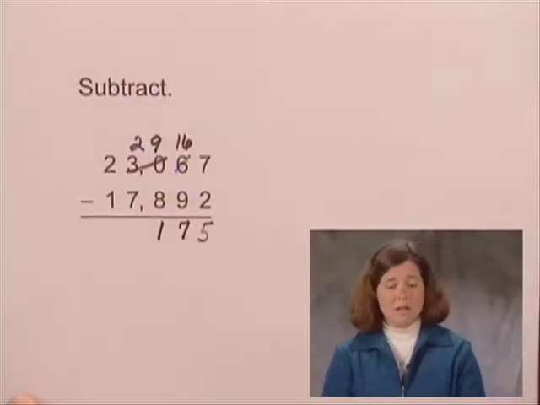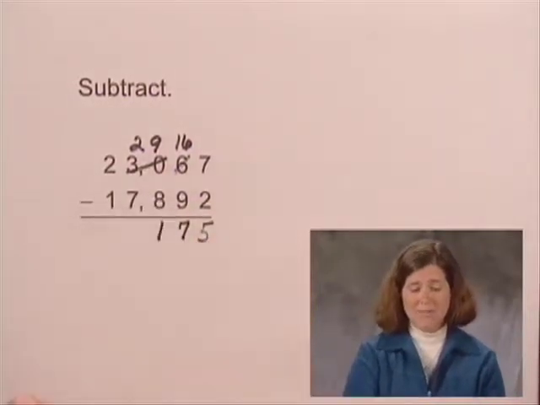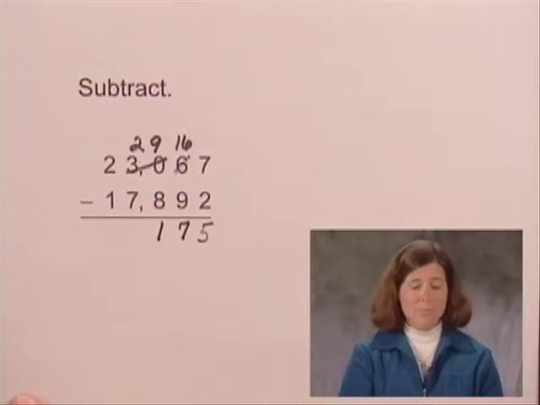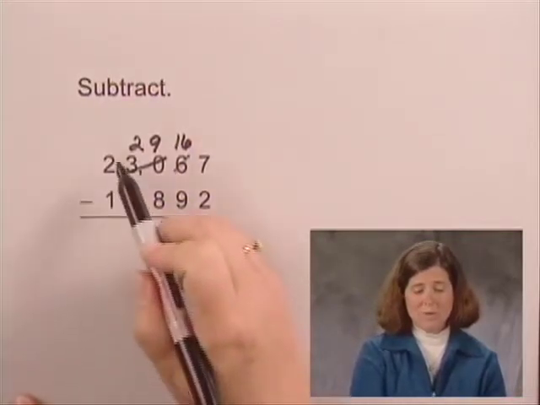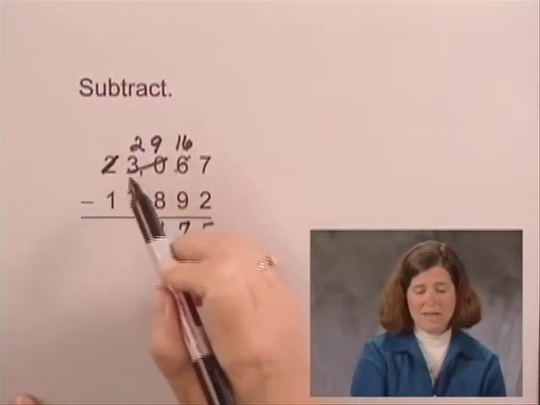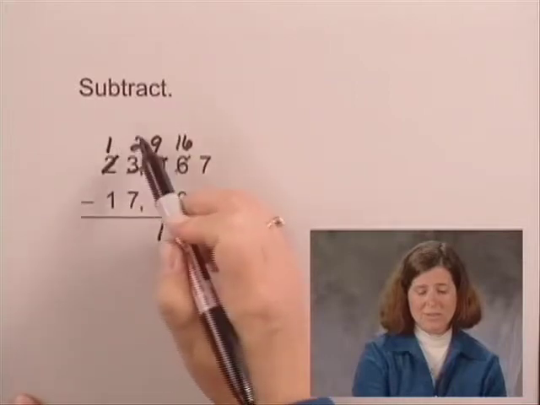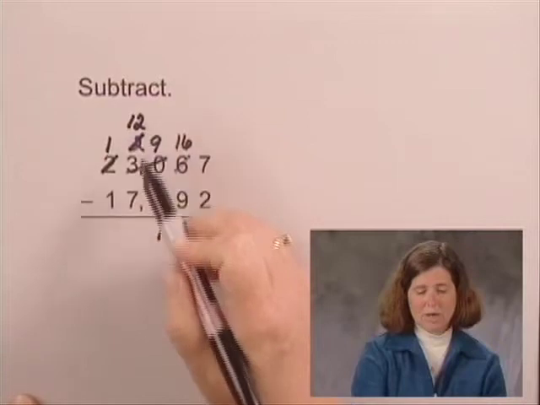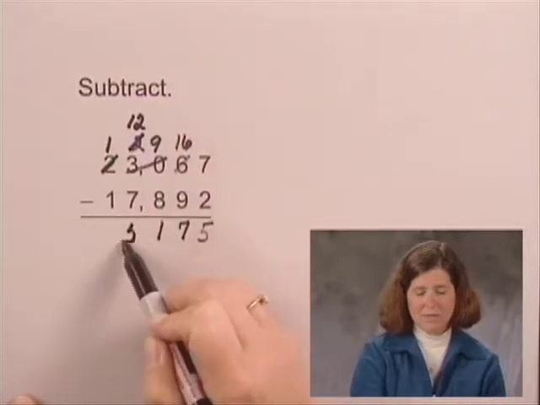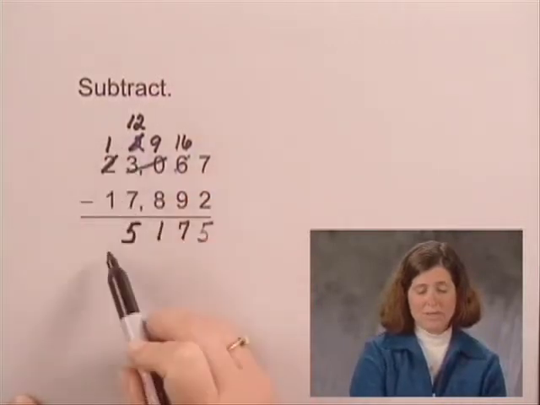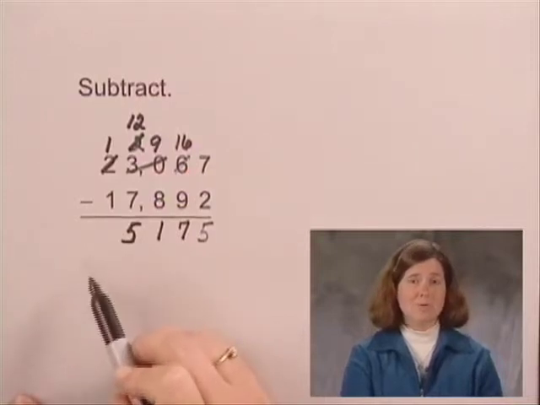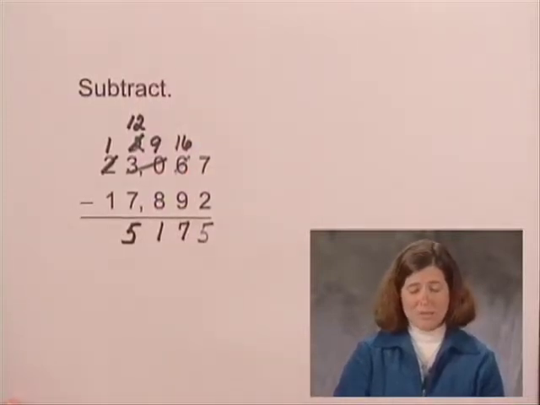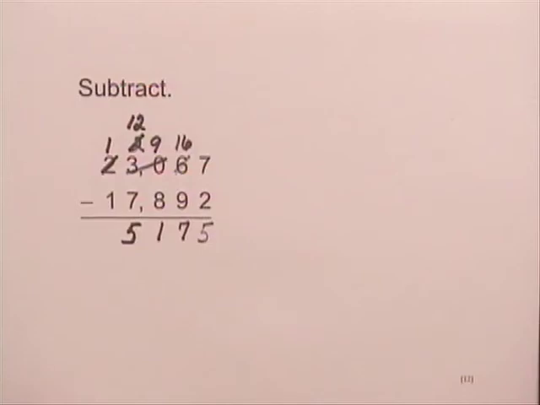Moving to the thousands column, we want to subtract 2 minus 7. Again, we'll need to borrow. Looking at the 10,000s, we rename one of the 10,000s as 10 thousands. And we subtract 12 minus 7 is 5. And 1 minus 1 is 0, and since that's at the left of the number, we don't have to write that. So the difference is 5,175.